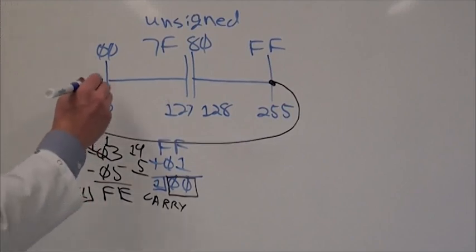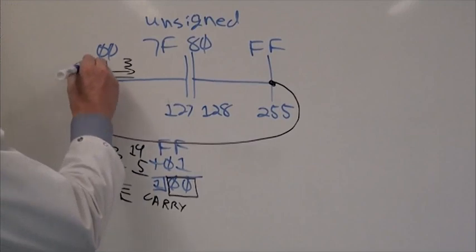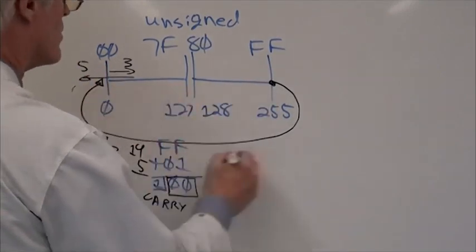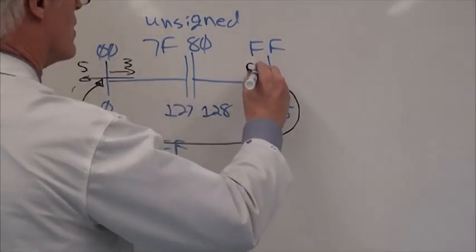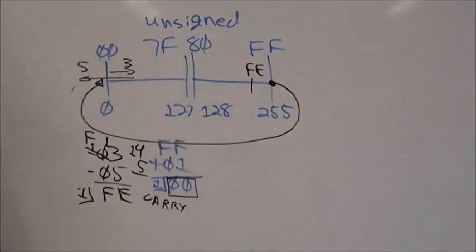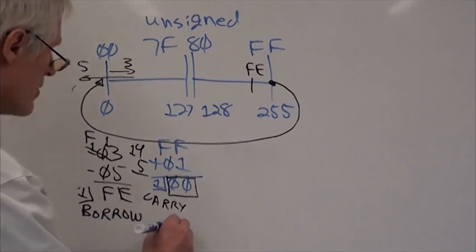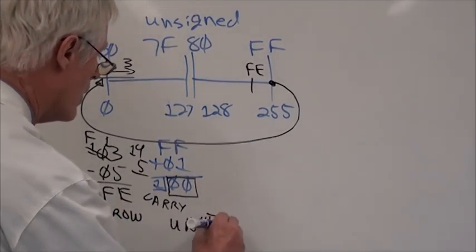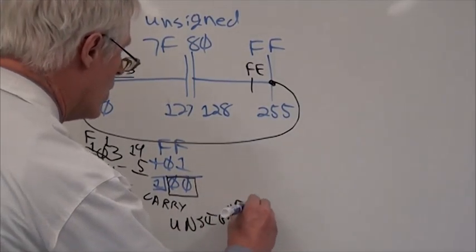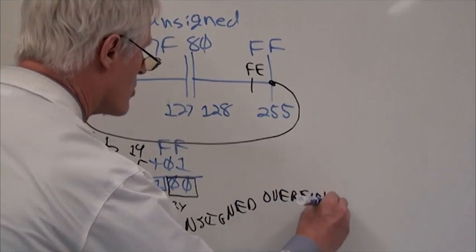So what does this mean? What this means is I went 3 units this way, and I turned around and I went 5 units this way, and I wrapped all the way around to FE. What that means is I said 3 subtract 5 is 254. It doesn't make sense. So anytime you have a carry or a borrow, what this really means is an unsigned overflow. And an unsigned overflow means that the result is not valid as an unsigned char.